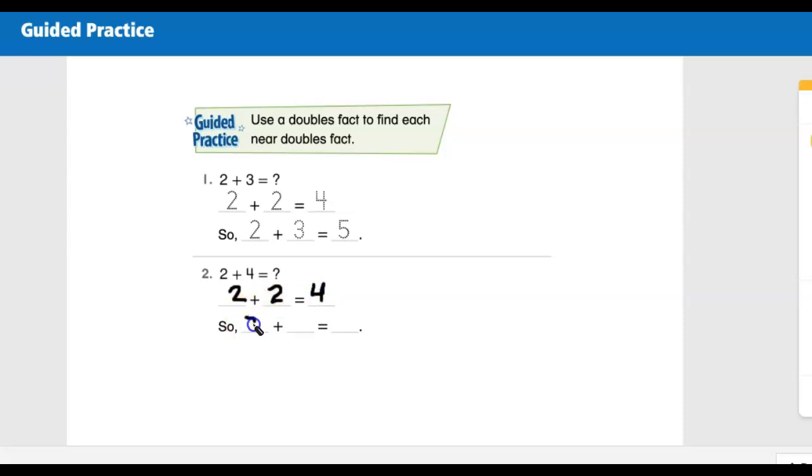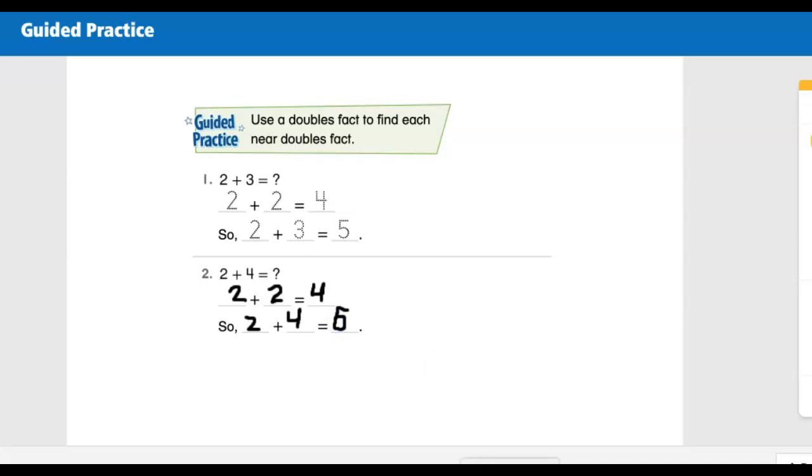So remember, I'm trying to solve for 2 plus 4. So 2 is 2 less than the number 4. So I know that my total here for 2 plus 2 was 4. It is going to be 2 numbers higher because I am solving for 2 plus 4. So what is 4 plus 2? 4 plus 2 is 6.